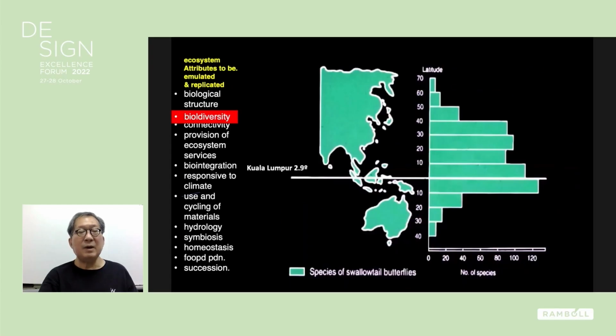So next, to see how we can increase the biodiversity. After the biological structure, we start looking at the biodiversity of the locality of the development. And this diagram on the right-hand side is a useful diagram because although it applies to butterflies, it indicates that biodiversity is highest near the equator. As you move away from the equator, biodiversity gets less and less. And for instance, London is about 52 degrees above the equator, so it is not as biodiverse as it is in the tropics.